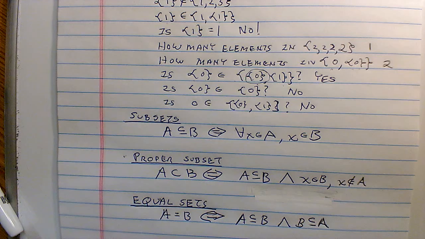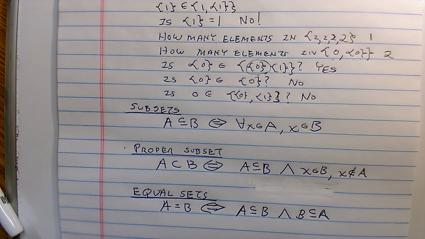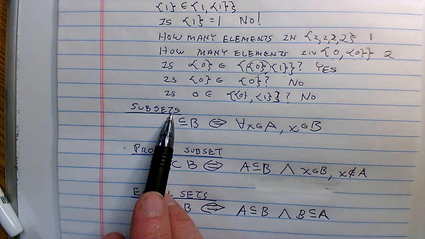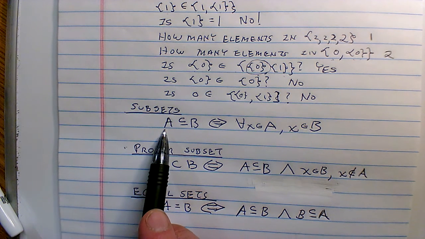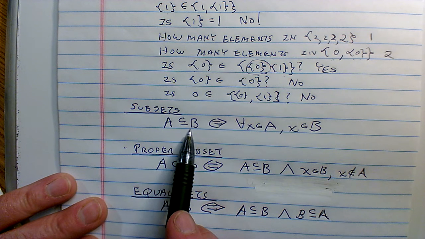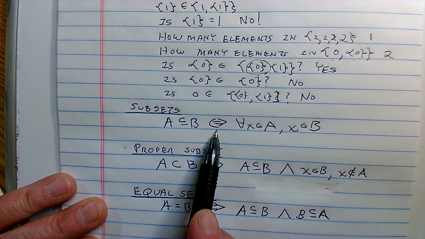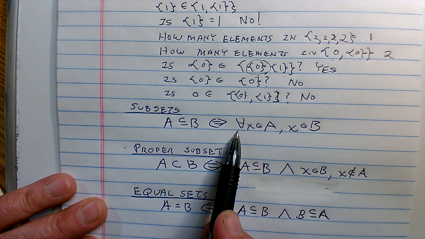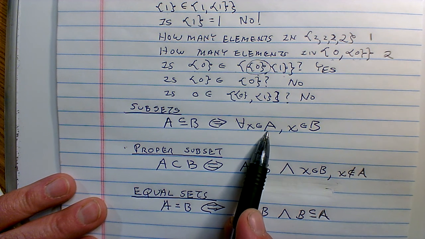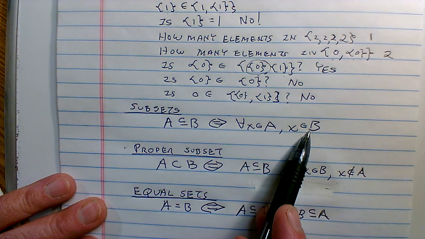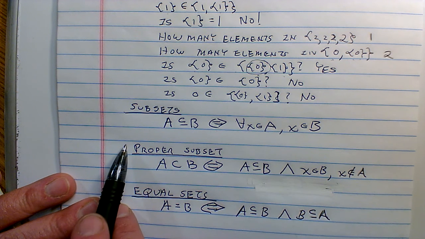Another important idea that's been introduced in Section 1-2 is the idea of a subset. We use this notation. A is a subset of B means, in other words, if and only if, for every x that's an element of the first set, x is an element of the second set.